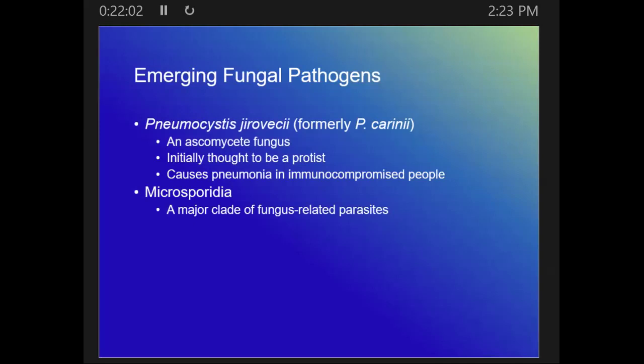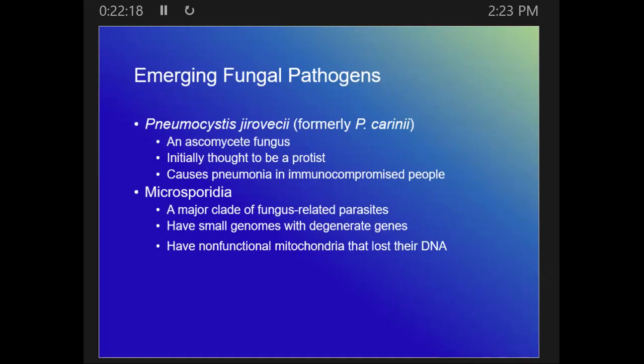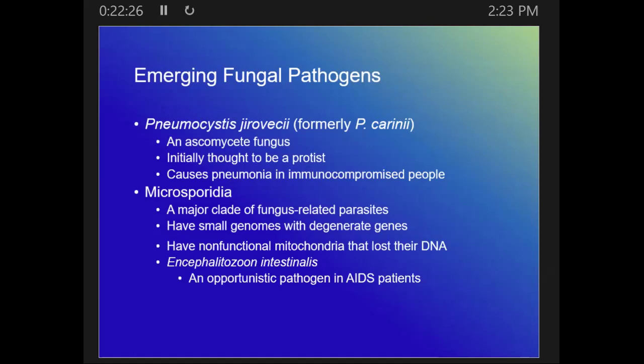Microsporidia are fungi adjacent. They're fungus-related parasites. They are bizarre organisms. They tend to have very small genomes, which makes them very dependent on their host. Probably the most famous one right now, Encephalitozoon intestinalis, is showing up in AIDS patients. So again, immunocompromised people. And then this one, Rhodotorula mucilaginosa, is also an opportunistic pathogen.